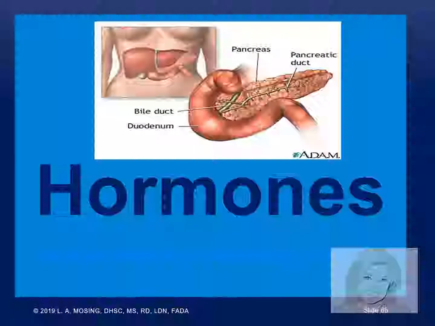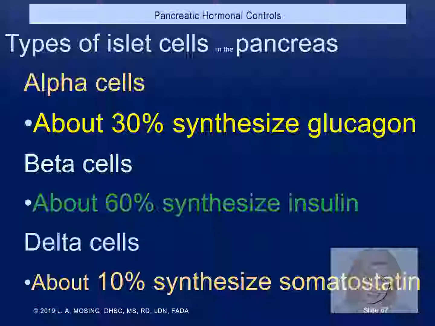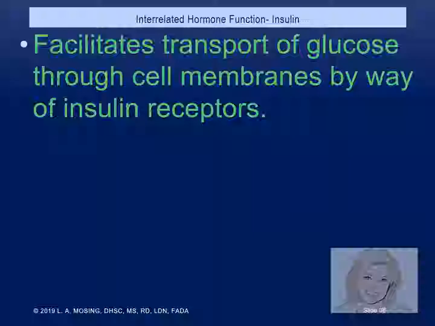So hormones are involved. We did it during each of the different macronutrients, and now we're back to the same thing. So we have types of islet cells in our pancreas. The alpha cells make glucagon, about 30% of them. We'll get more detail on each one. Beta cells, about 60%, make insulin. And delta cells, about 10%, make somatostatin.